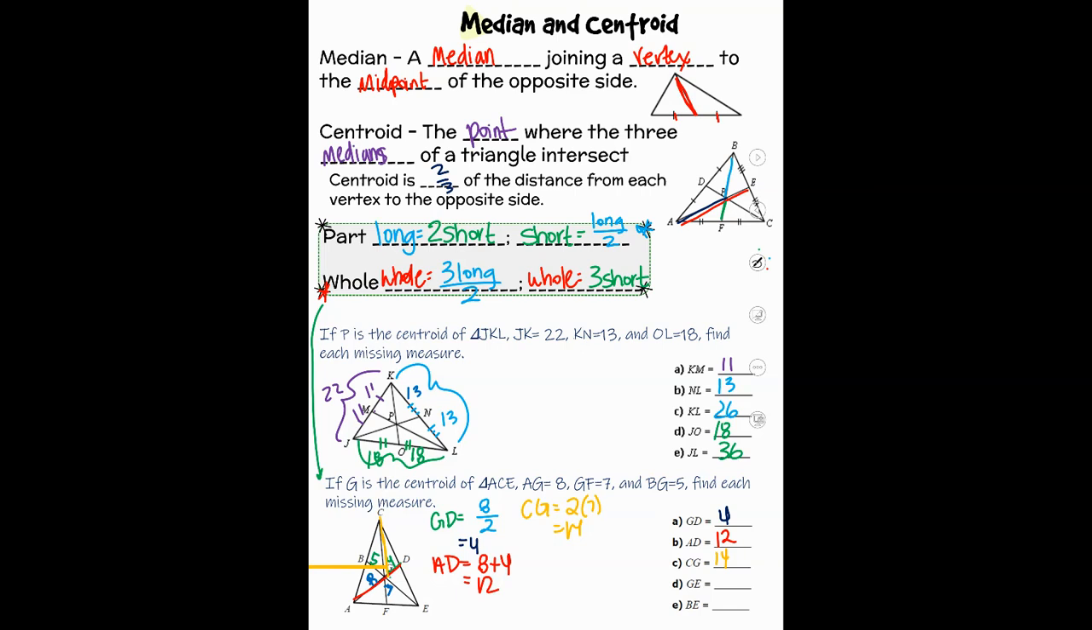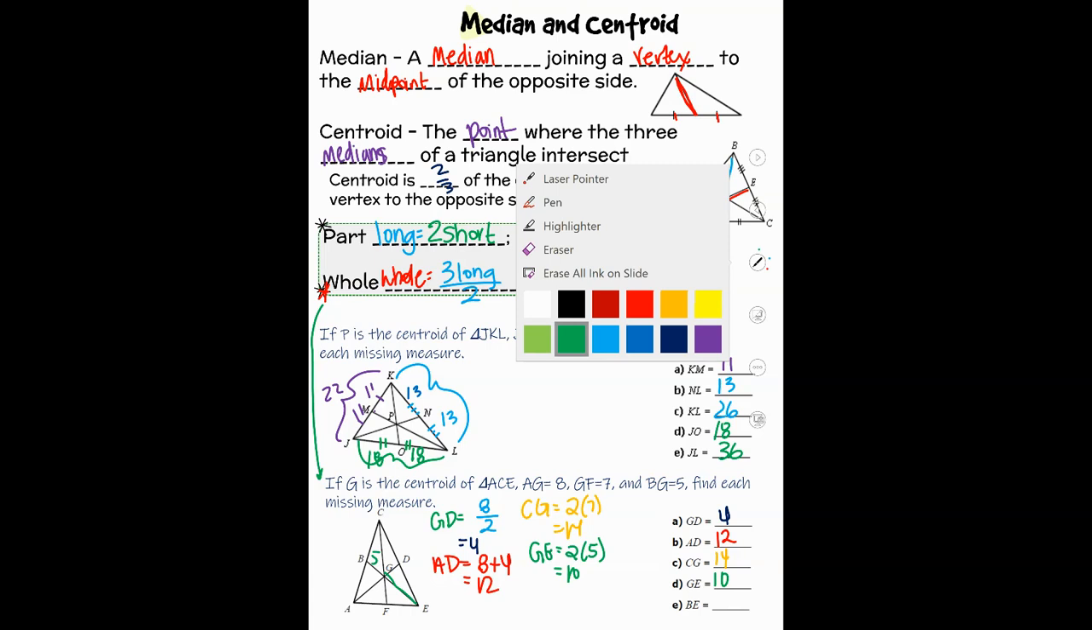GE, where's GE? GE is this one, and we know BG is 5. So we need the long, GE, and we know the short, so we're going to take 2 times the short of 5, and that gives us 10.